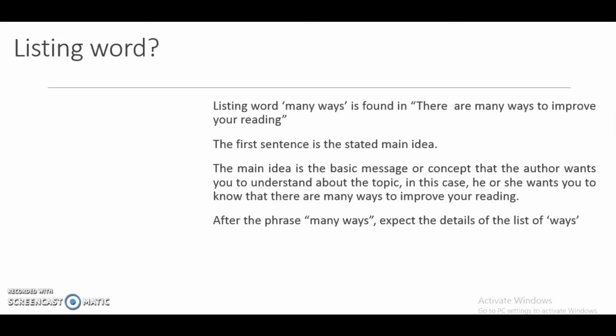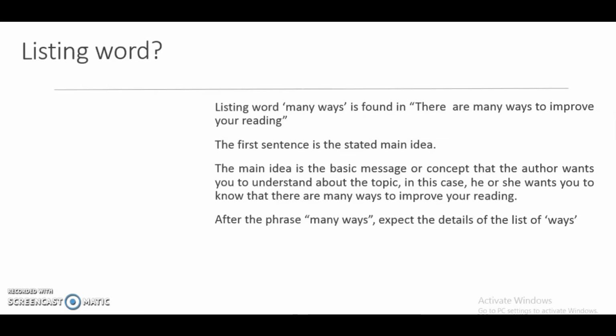Many ways is used as a listing phrase because after the phrase many ways, you will expect to find listing words like first, next, furthermore, and finally to show that an author is listing the ways in which you can improve your reading.